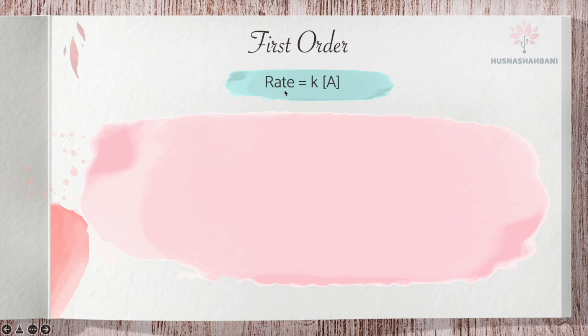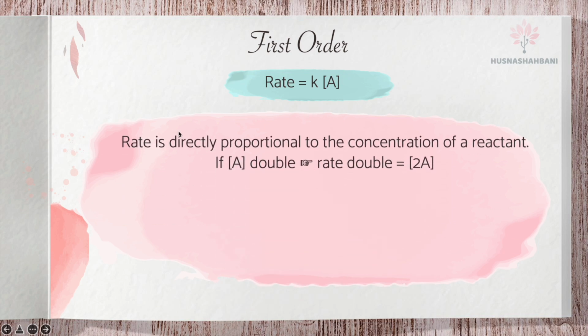First order, rate equals k[A] to the power of 1. That is the first order. This is the rate law for first order. Rate equals k[A], where A is a reactant. Power 1, but we don't write the 1; it is understood as 1 here. Rate is directly proportional to the concentration of reactant. We have here rate equals k times the concentration of reactant A, so it is directly proportional.